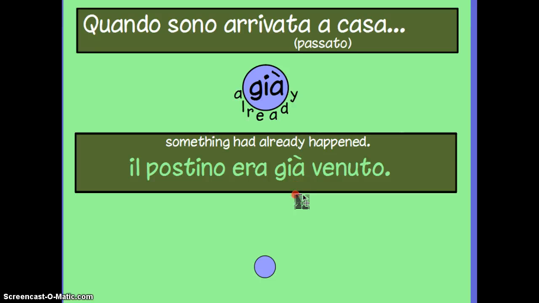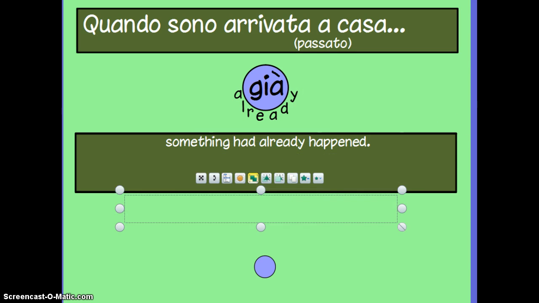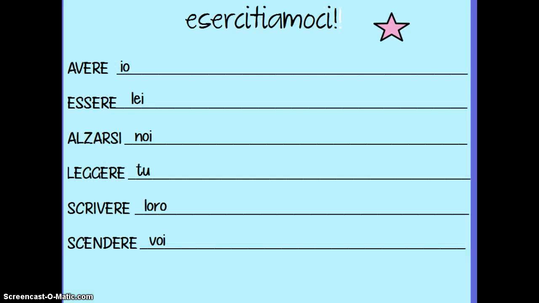So hopefully you're getting a sense of this by now. Okay. Moving along, why don't you go ahead and pause the video, give these a shot. You're going to conjugate each one of these in the trapassato. So remember, you need a helping verb and a past participle. Okay?